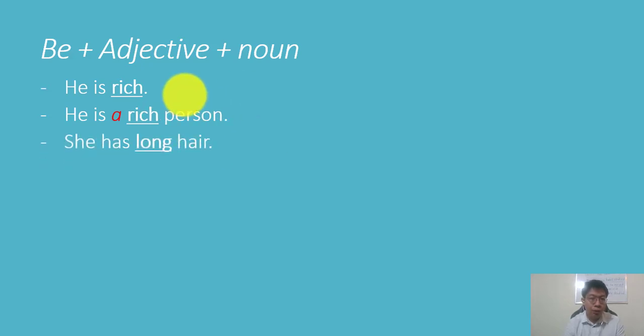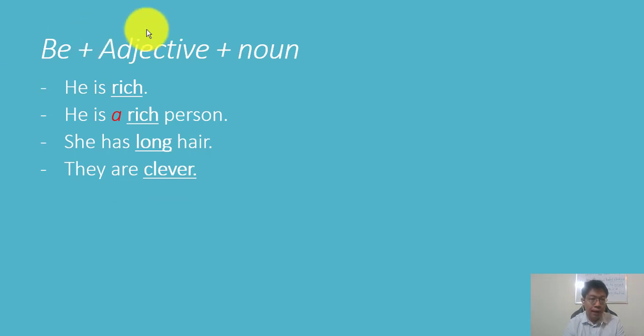We can also say she has long hair. In this case we don't need an article because hair is an uncountable noun. So you can remember that when the noun is uncountable we cannot use an article in front of the adjective. Only when the noun is countable and also singular can we use an article in front of the adjective, just like sentence number 2.